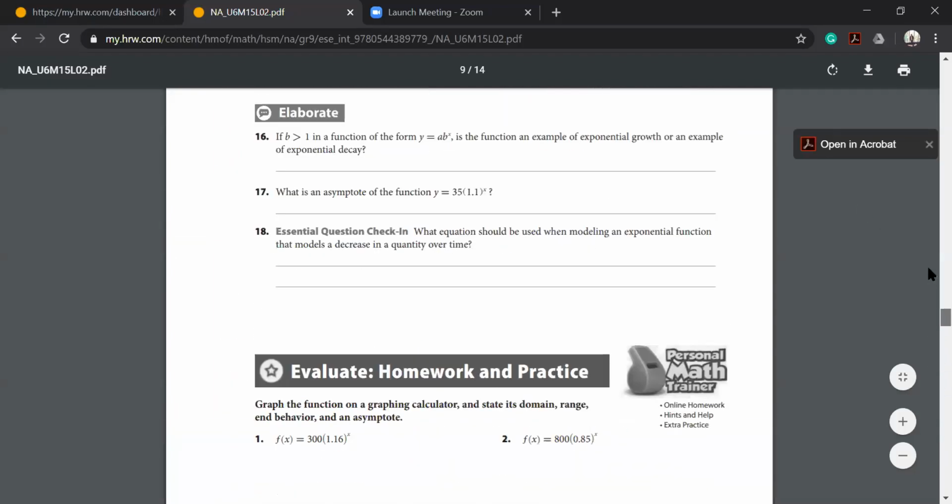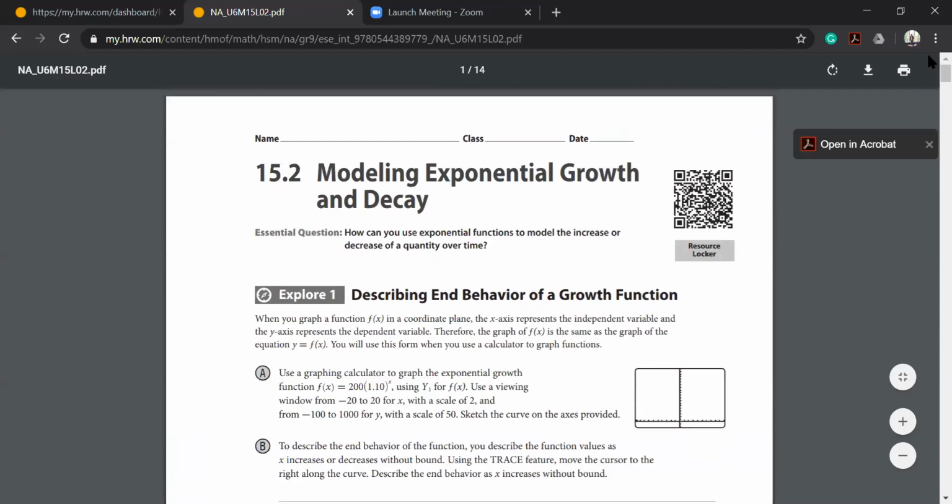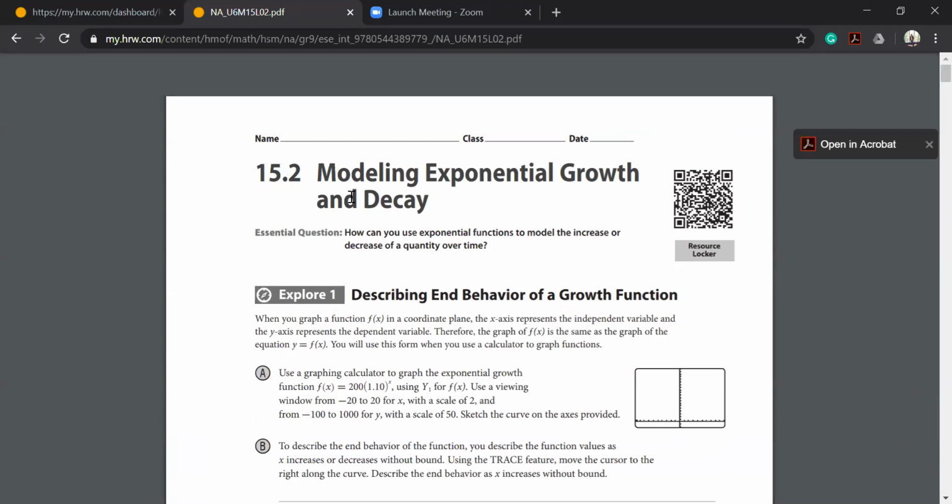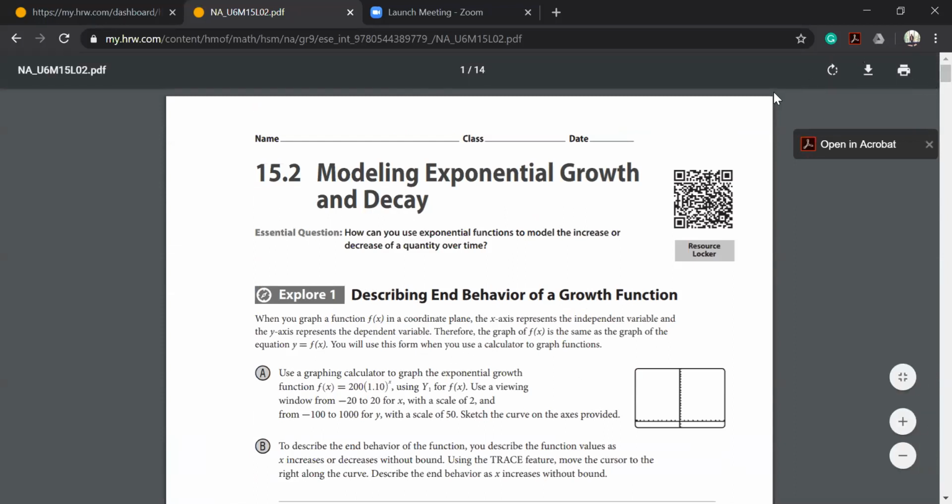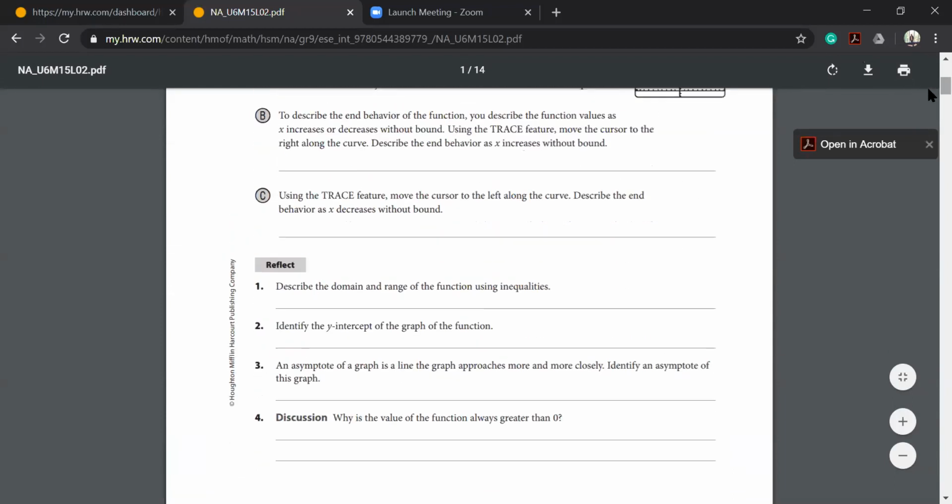Okay, today we are going to be revising lesson 15.2, which is called Modeling Exponential Growth and Decay. In this lesson, we only actually were introduced to the growing and the decaying model. We said that for an exponential function, it's either increasing, going to infinity, or decreasing, either decaying or increasing. And you were introduced as well to the meaning of the word asymptote.